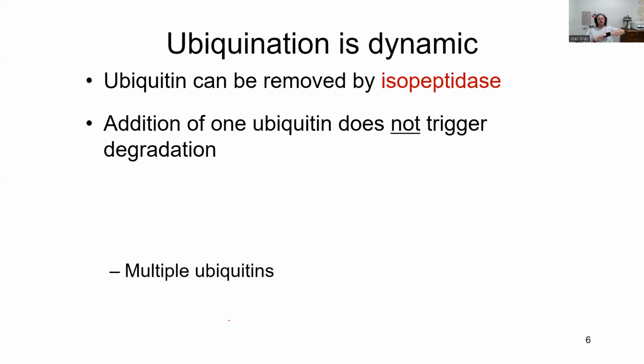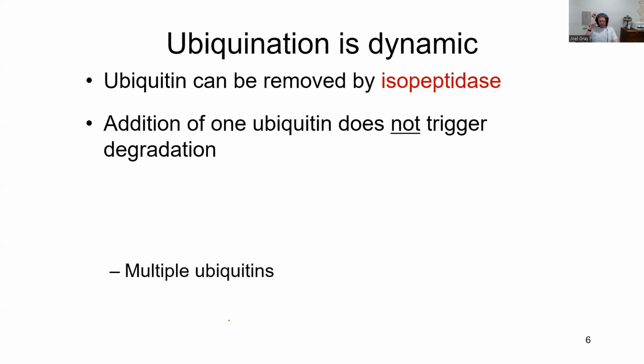Instead, it's almost like I've marked it, or I put the first mark on this protein to be degraded. Is it going to be degraded? Not necessarily, but I've at least marked it so that it's possible that it will be. But that ubiquitin can be removed.